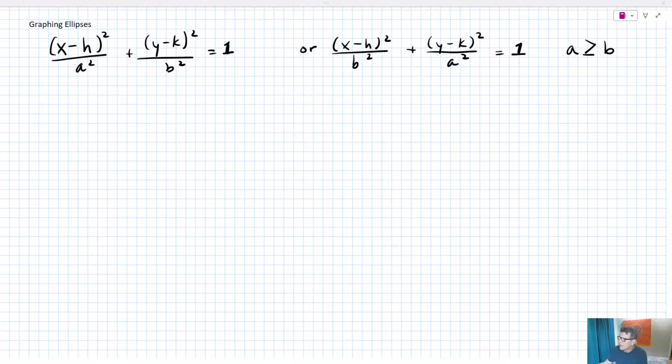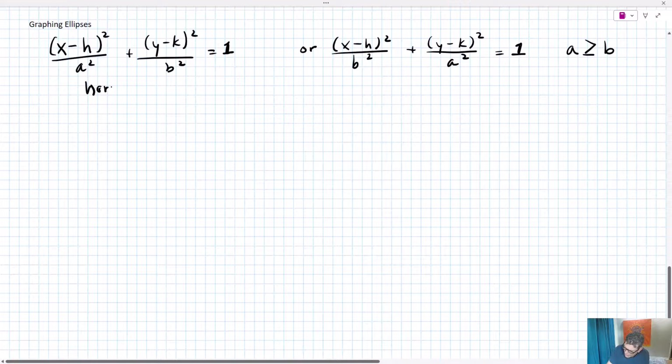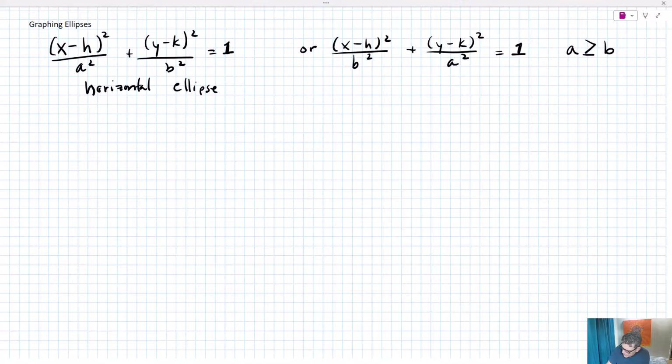So now let's use what we've learned to graph ellipses, given the equation for the ellipse. Let's say I have x minus h squared over a squared plus y minus k squared over b squared equals 1. That's what's called a horizontal ellipse; that is, the major axis is the horizontal line. Or we'll have x minus h squared over b squared plus y minus k squared over a squared equals 1, and that will be a vertical ellipse. Notice that a is always going to be greater than or equal to b. And a is the length of our major axis, b is the length of our minor axis.